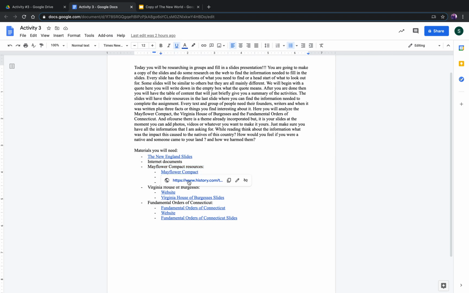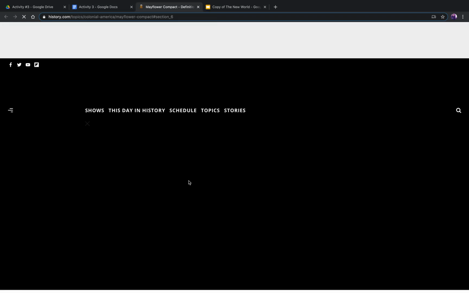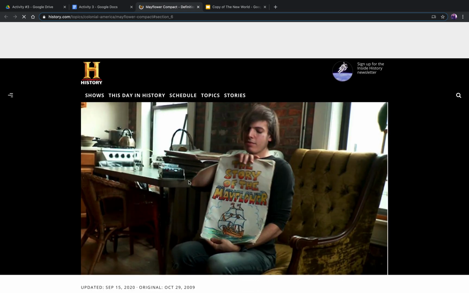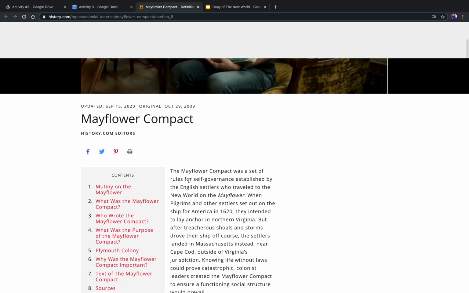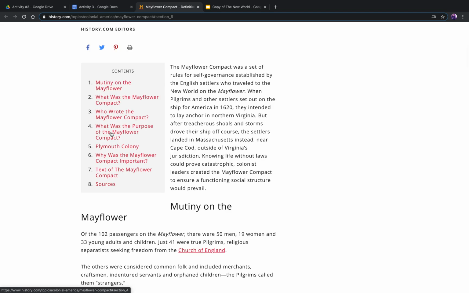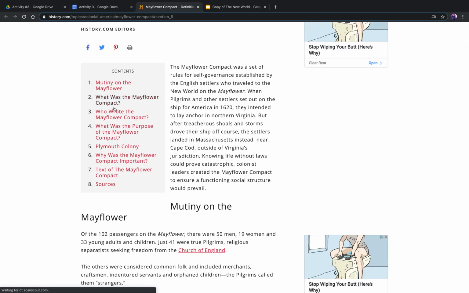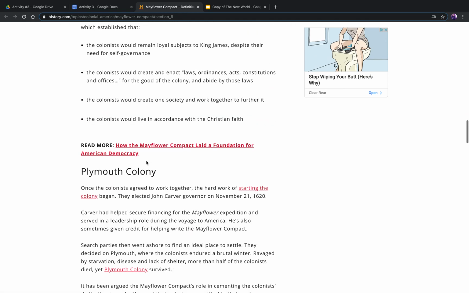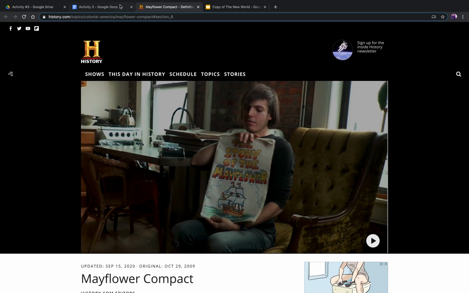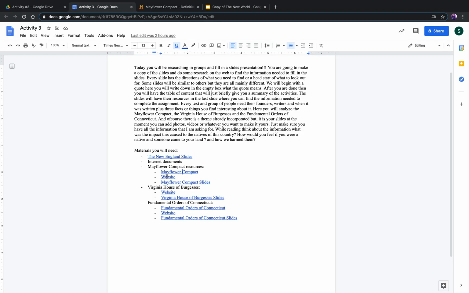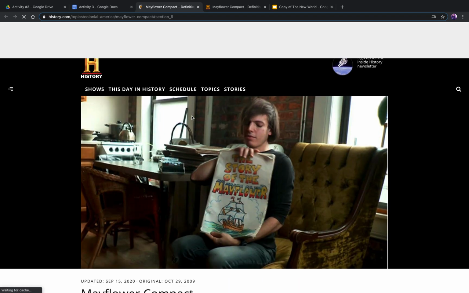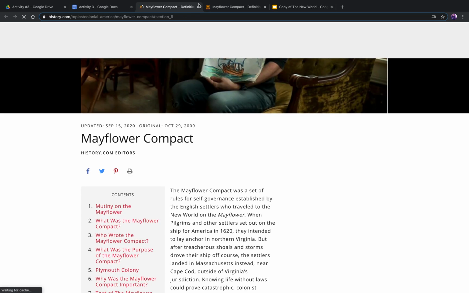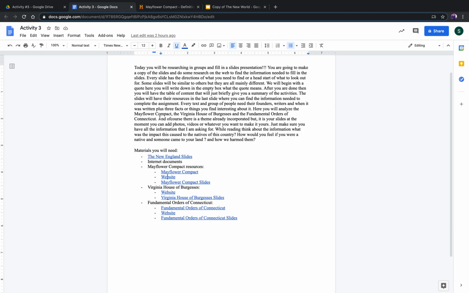So here it will be a biography of the Mayflower Compact, or not a biography, but why it was created, who wrote it, what was the purpose, to what colony, and so on and so forth. This page will tell you all of that. And then the other will be a different website. It will be around the same thing. It's actually the same thing. Sorry for that. I apologize.